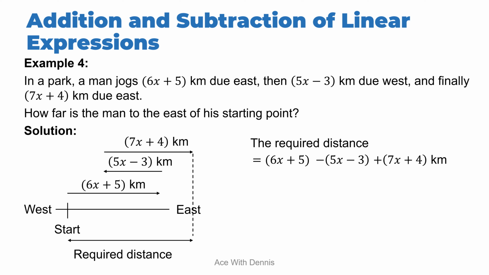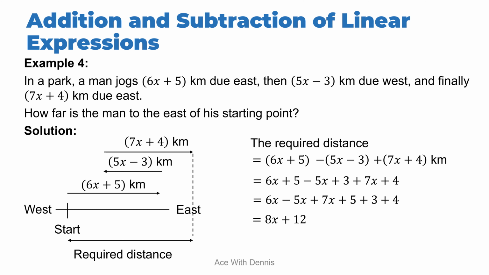So after that, from here we remove the bracket, but be careful with the minus operation here. Then we have to switch all the signs inside the bracket. So once we remove the bracket, we have 6x plus 5 minus 5x plus 3 plus 7x plus 4. So put the like terms together, and the answer is 8x plus 12.